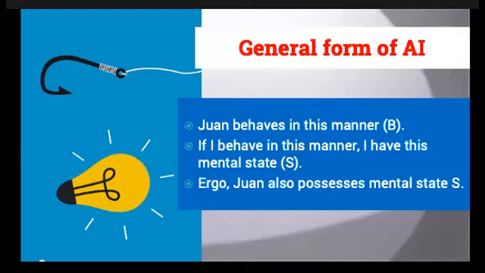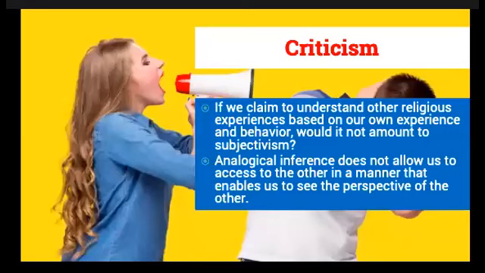So the general form of the argument from analogical inference is this. Juan behaves in this manner. If I behave in this manner, I have this mental state, S. Therefore, Juan also possesses mental state S. However, if we claim to understand other religious experiences based on our own experience and behavior, would it not amount to subjectivism? Analogical inference does not allow us access to the other in a manner that enables us to see the perspective of the other, since we are only focused on what we understand ourselves to be having when we do certain behavior.